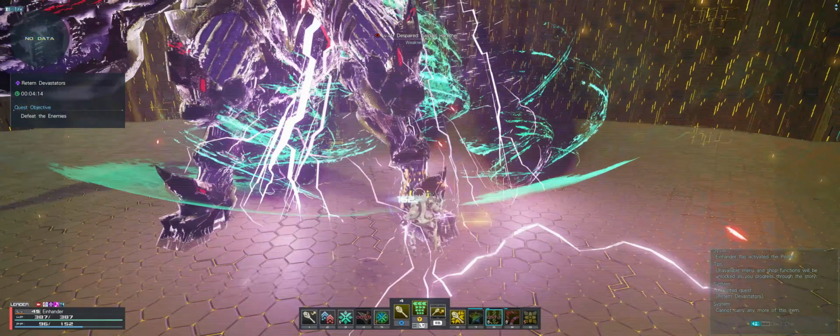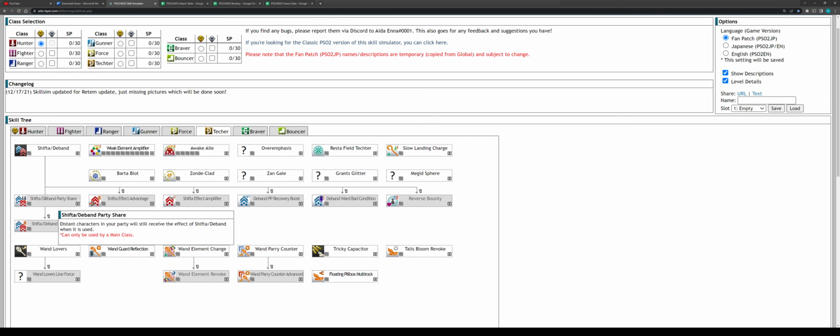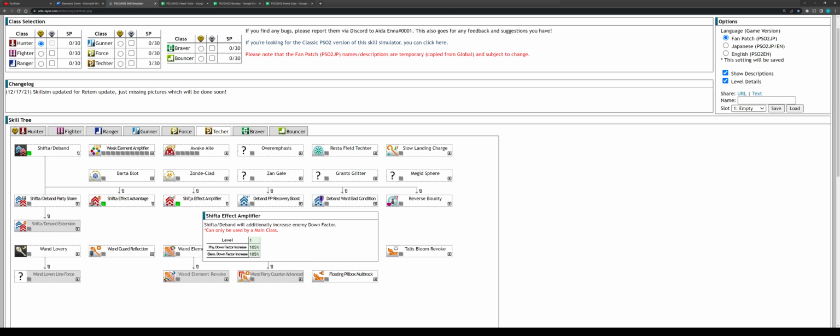But now, if we look at the class skill trees, we see that Techter through Shifta does have a down factor skill, specifically Shifta Effect Amplifier. Now, what does this do? It increases for both you and your party, if you're in a party, your down accumulation by 5%. So let's say that you do an attack that does either 100 physical or 100 elemental. You are now going to be doing 105%.